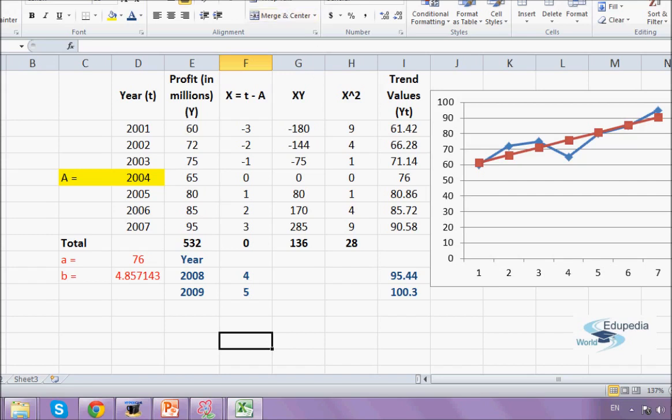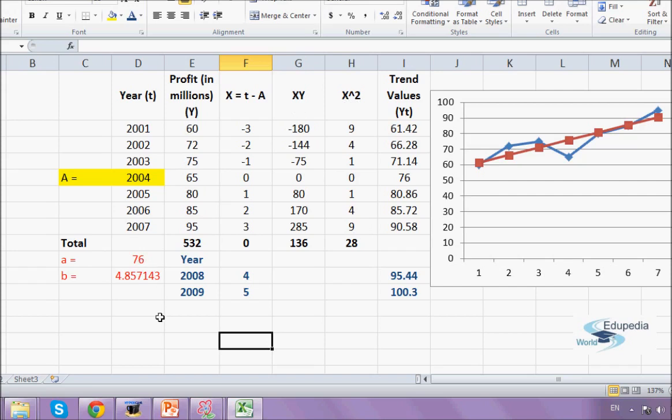Let me just explain it to you once again. We have the year and the profit values given. We find the value of X such that the sum of X should be equal to 0. We take X equals T minus A, and A is taken so that this condition is met. Thereafter, we complete the table by finding the value of xy and x square, and we take the sums of all of these. We put it in the formula for a and b, and we get that.